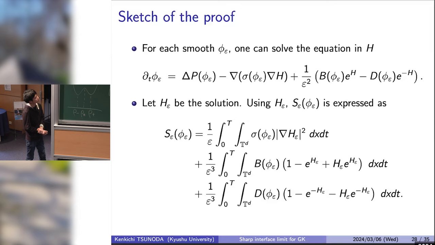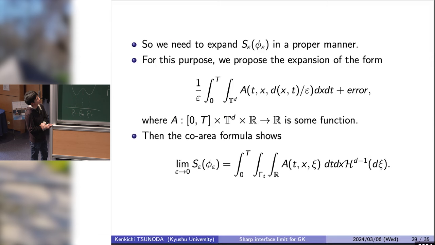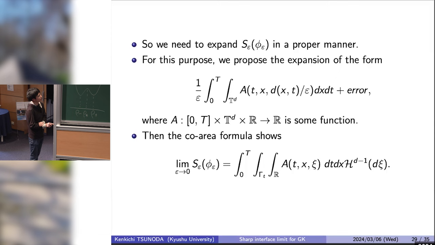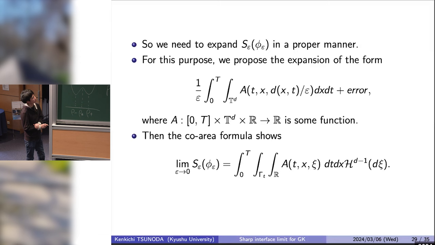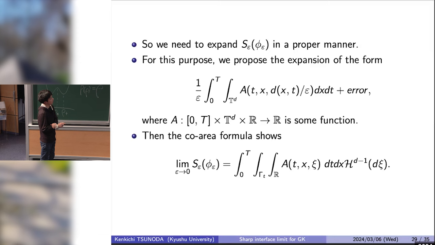For this purpose, we introduce the expansion in the following form. A is a function in time and point, sorry, it must be gamma t. Anyway, it's a function like this. And here, the important thing is that a third variable corresponds to the scaled distance from the gamma t. So epsilon d expresses a scaled distance from a surface at time t.